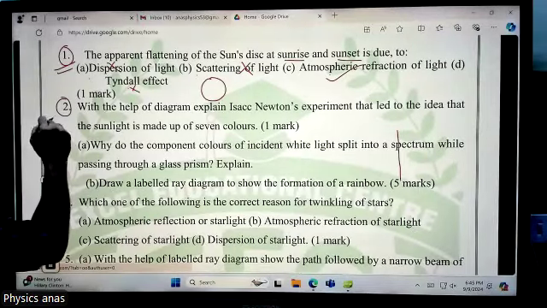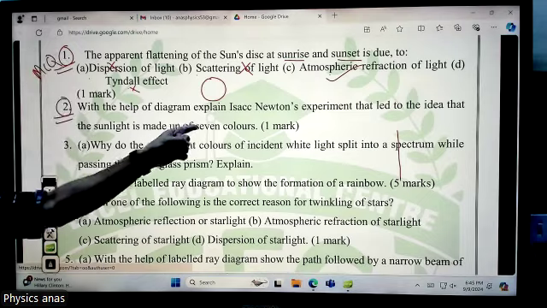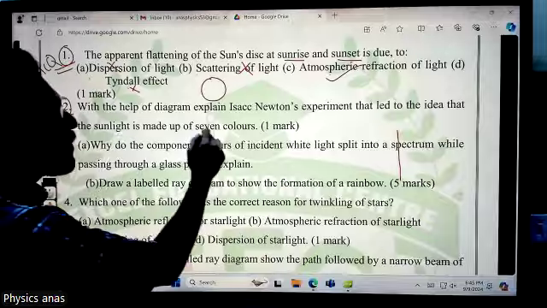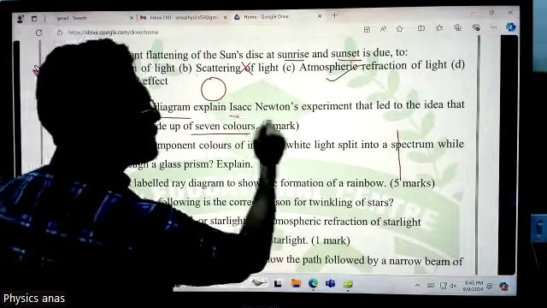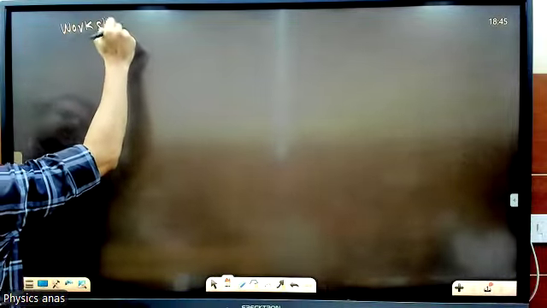Okay, then look at the second question. This is an MCQ, right? Yeah. With the help of a diagram, explain Isaac Newton's experiment that led to the idea that sunlight is made up of 7 colors. Explain the experiment with the help of a diagram. What was the experiment done by Isaac Newton? There were 2 prisms.